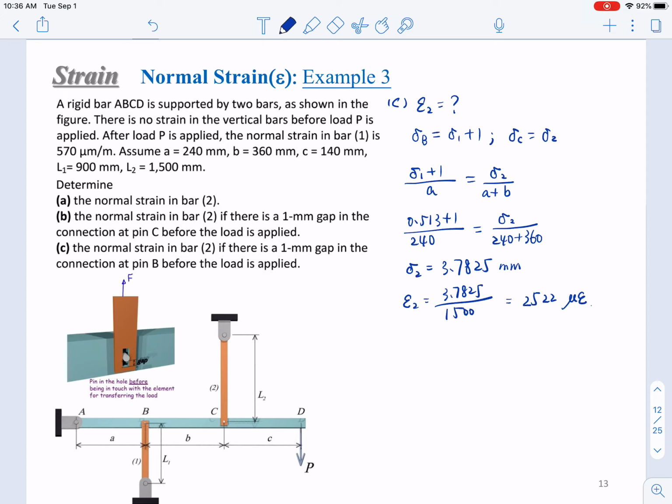You will see more examples later regarding gaps, gaps because of a hole and gaps between two elements, etc.